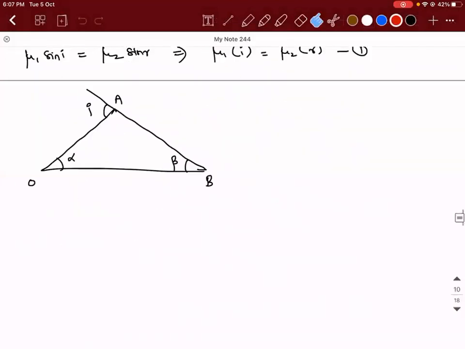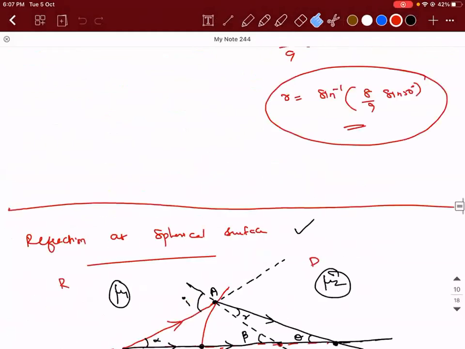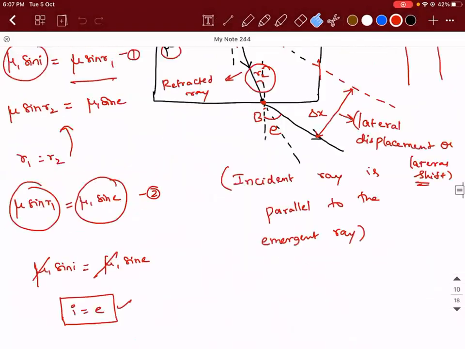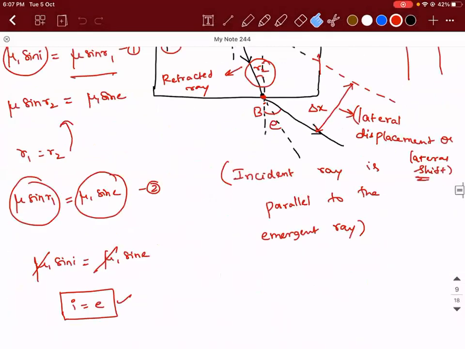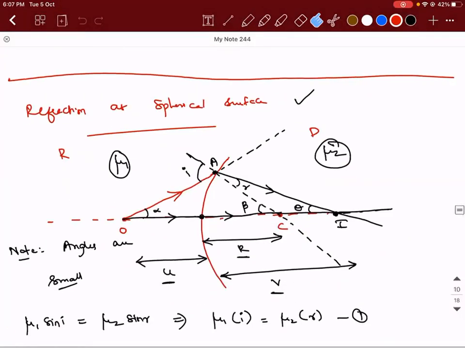Yeah. So last class, I think we discussed the refraction through... We found the lateral displacement and apparent shift concept. I think these were the two concepts that we discussed last class. This class, we'll discuss refraction at a spherical surface.